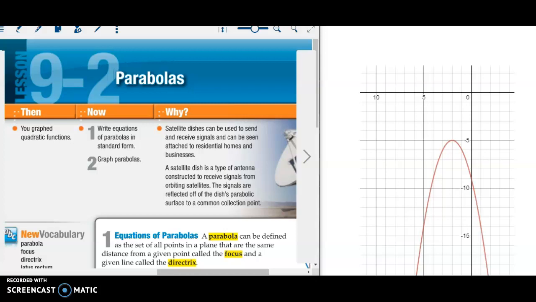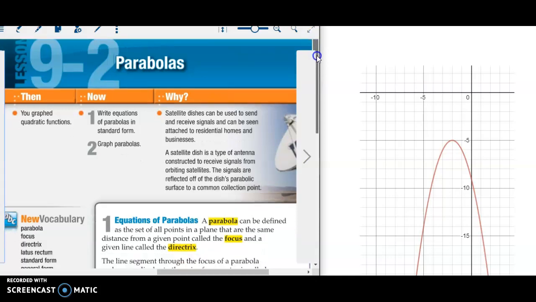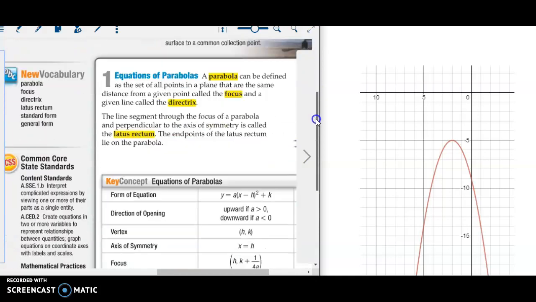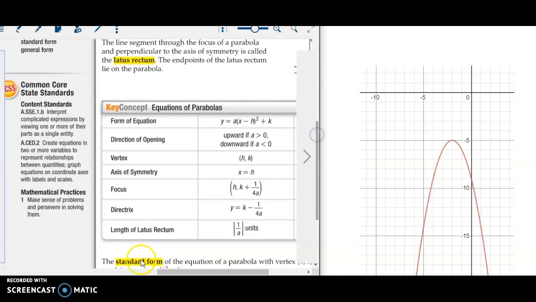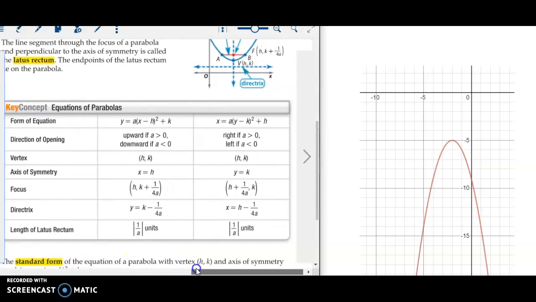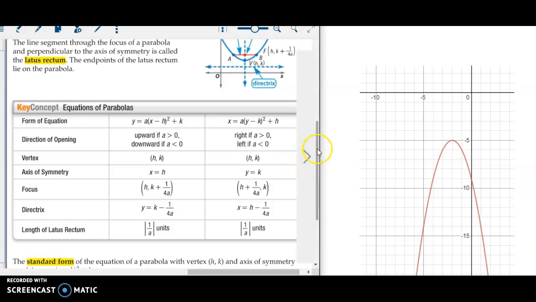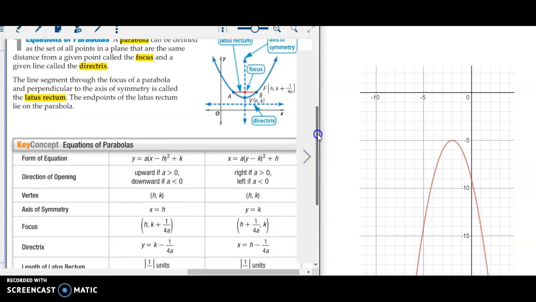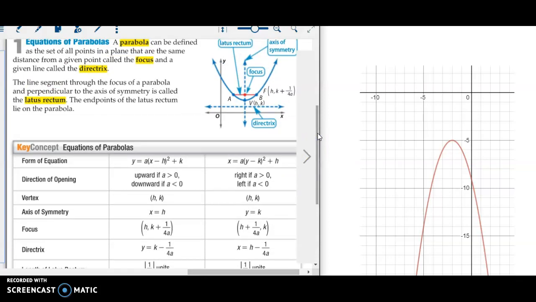Okay, so for 9.2, we're going to talk about parabolas. It is going to be a little bit different than the parabolas that we've done previously, but there's going to be a lot that should be familiar as well. The important thing you're going to want to see is this chart right here. All the information that you need to know is in this chart, and it's so important. I'll come up here where maybe you can see. This is all the information you need to know.